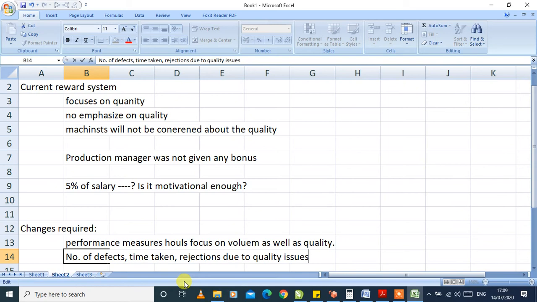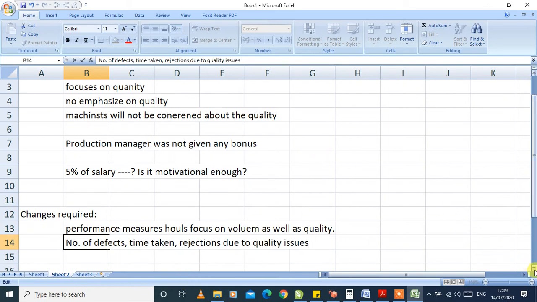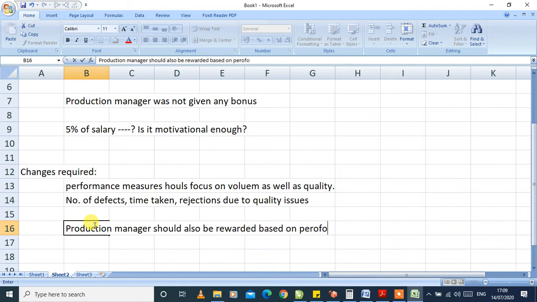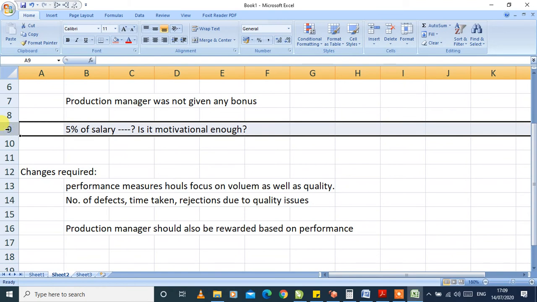Cool. So that is one. Production manager is not given bonus, so that you have to change. So the change is required. Production manager should also be rewarded based on performance. And no more supervisors, so you don't have to worry about supervisors' bonuses hereafter. One more thing I have to highlight here.